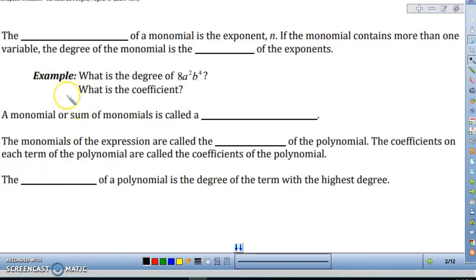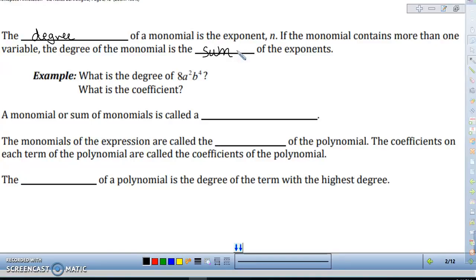The degree of a monomial is the exponent n, and this is going to be especially important for us in this unit. If the monomial contains more than one variable, the degree of the monomial is then the sum of the exponents. So let's go ahead and take a look at this first example.